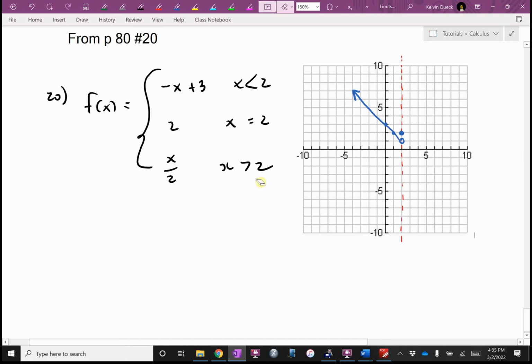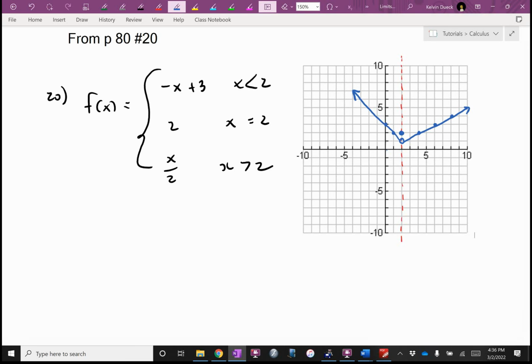When x is greater than 2, I'm going to graph a half x. That's going to have a y-intercept of 0 and a slope of 1/2. It's going to be up 1 over 2, up 1 over 2, up 1 over 2. What's in the wrong place? The blue dot.